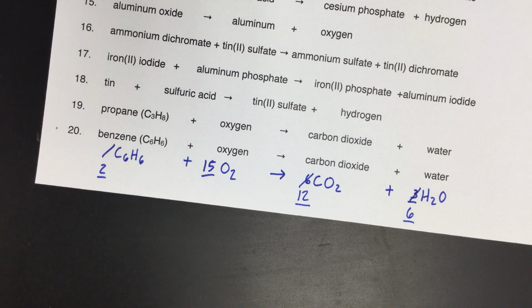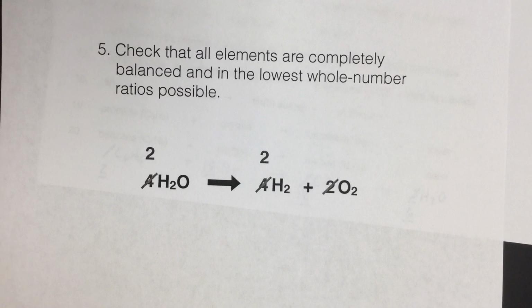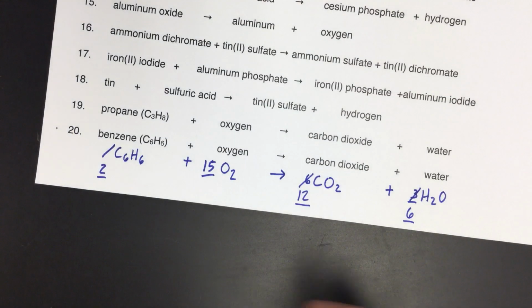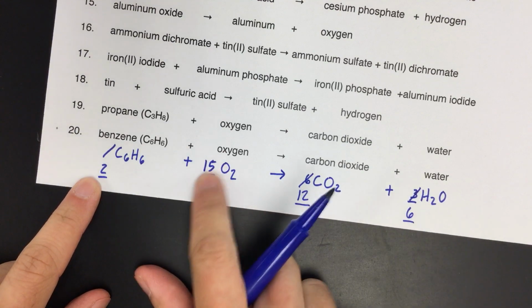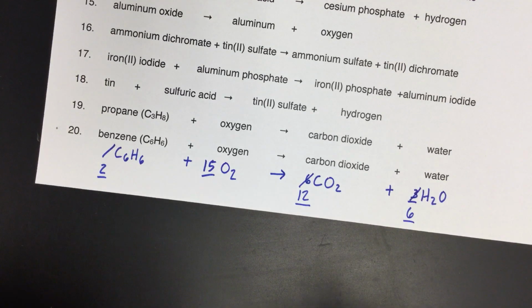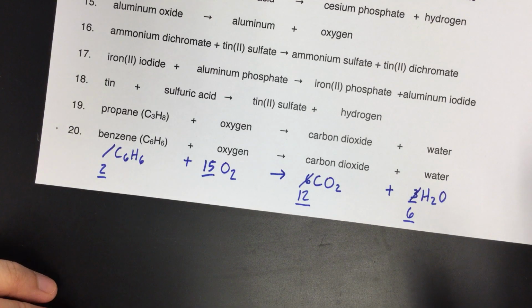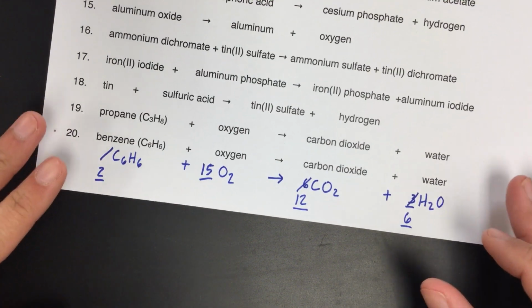Okay, so that's that last little hint. And then again, the 5th hint was to make sure that all of the elements are completely balanced and in the lowest whole number ratios possible. So once you do one like this where you get pretty big numbers, just make sure that they couldn't be reduced anymore. So 2, 15, 12, 6. That 15, since it's an odd number, prevents us from reducing these by dividing by 2. So this one actually is fine, even though those numbers are bigger than what we might normally want. This one works.